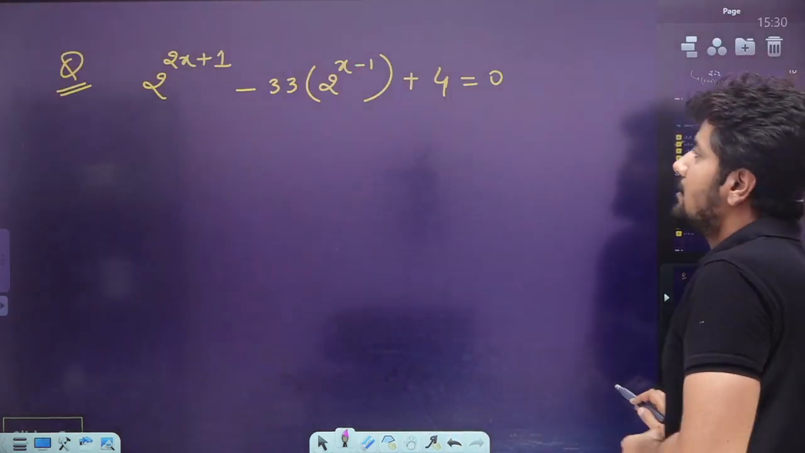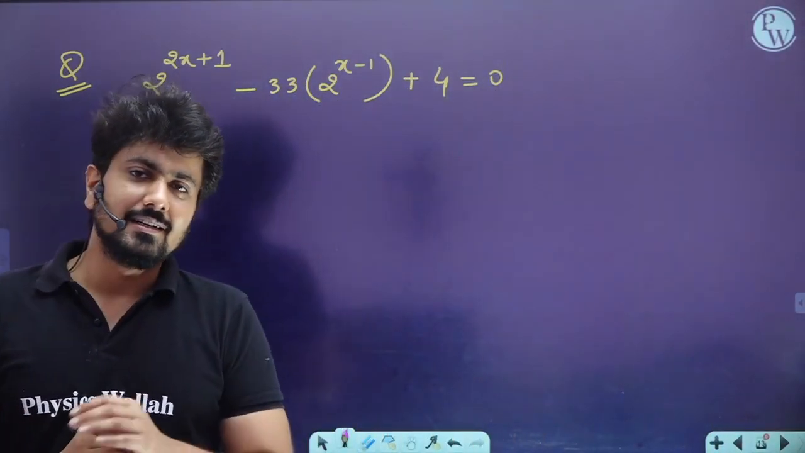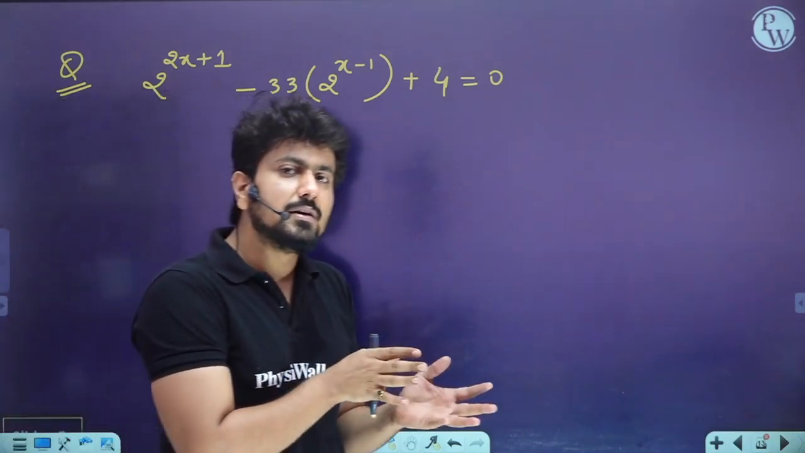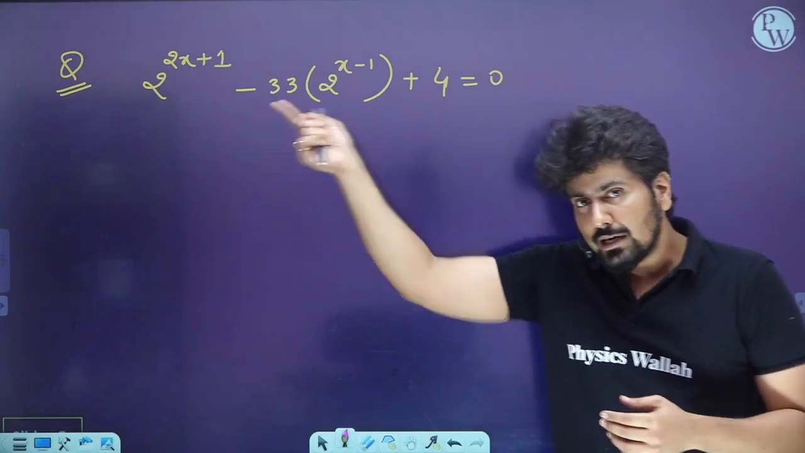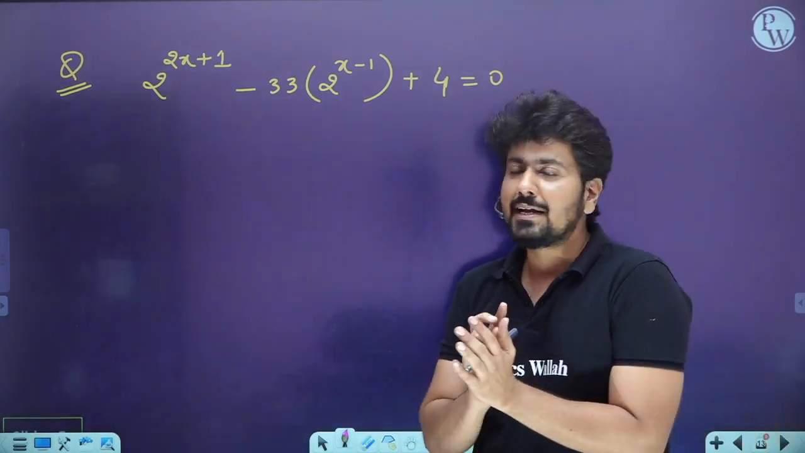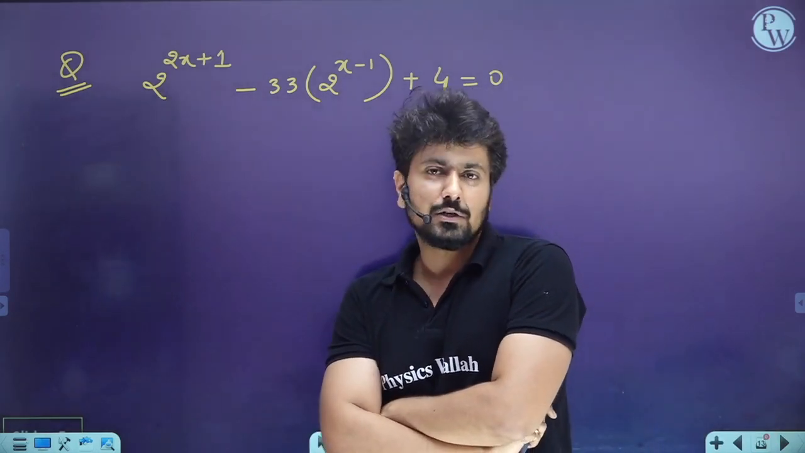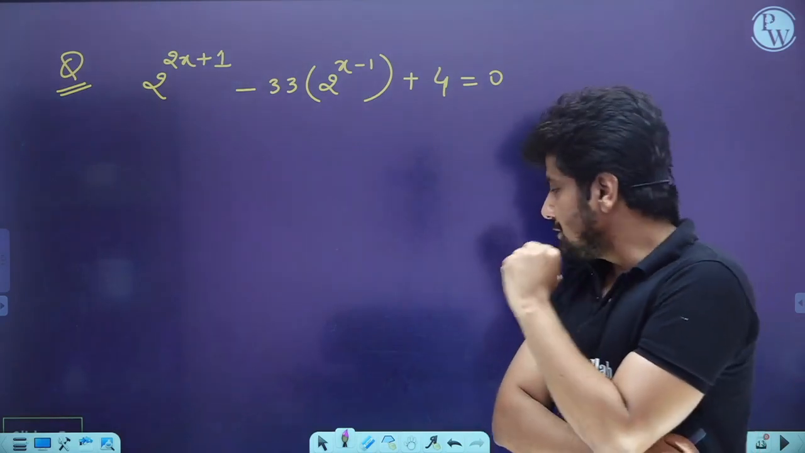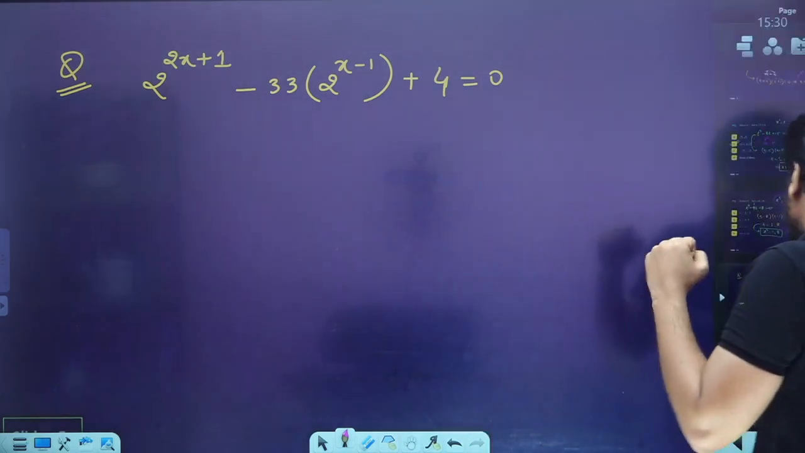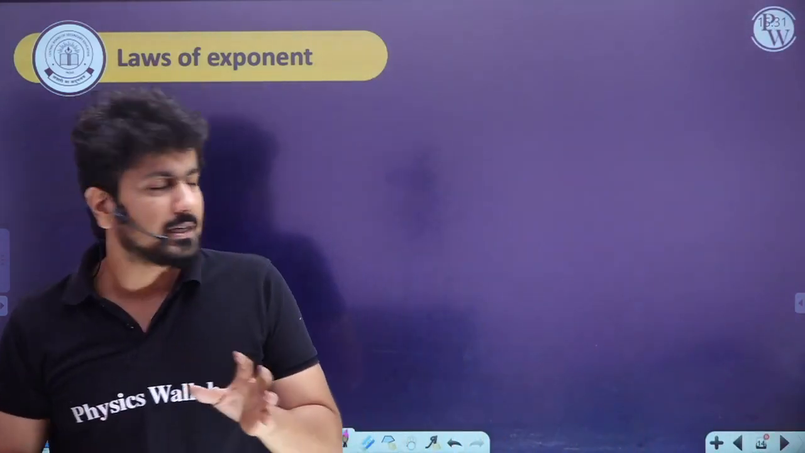Now, solve this equation. This equation is one of the equations reducible to quadratic. Yeah, this is a quadratic equation. We can convert this into a quadratic equation. But right now, we are not able to see how to convert this into quadratic. How do we solve this equation? So before solving this question, I'm going to teach you some very basic and very important laws of exponents. All of you must have studied this, but it's very important.